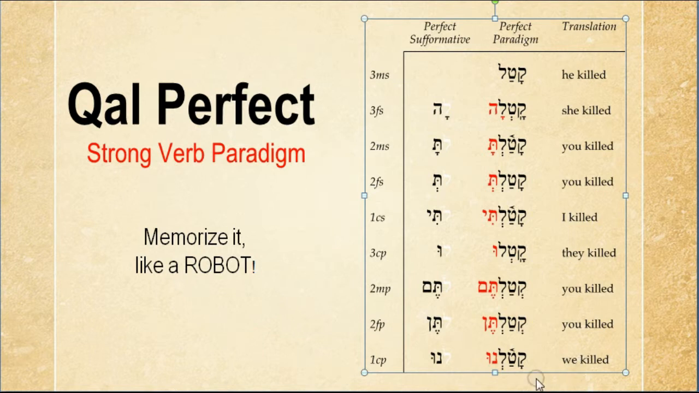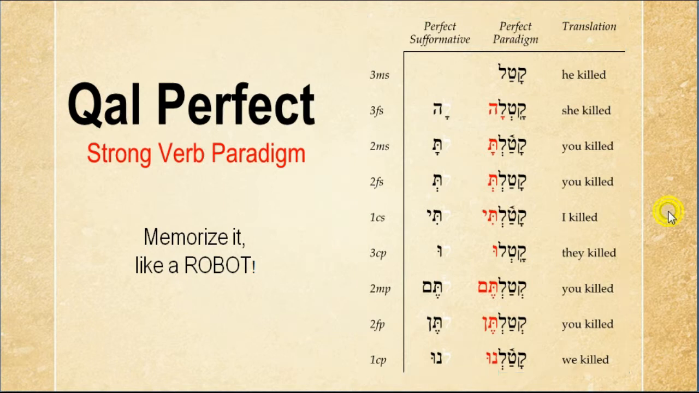For example, if we look at the last one, the first person common plural, "we," it says katalnu. The ending is nu, and the stem is still katal, the same as it has been throughout the whole paradigm. But if you know how to say "we" in Hebrew, which is anachnu, so anachnu katalnu, ata katalta. If you see the similarity here, this will help you remember that.